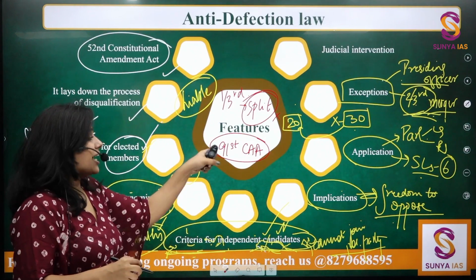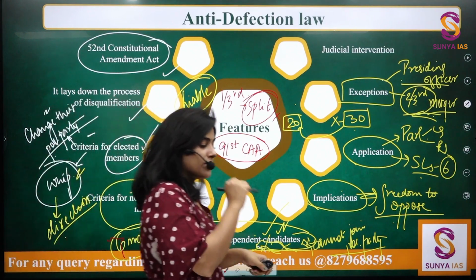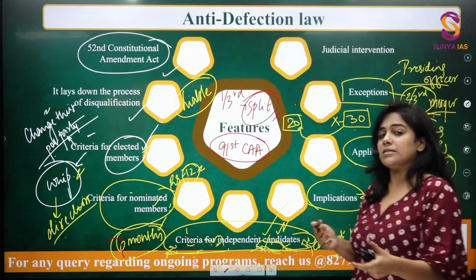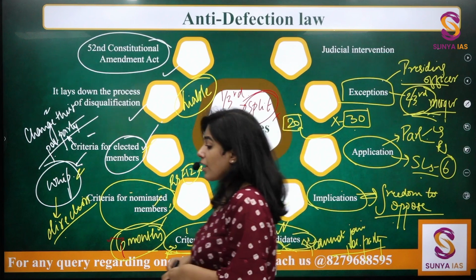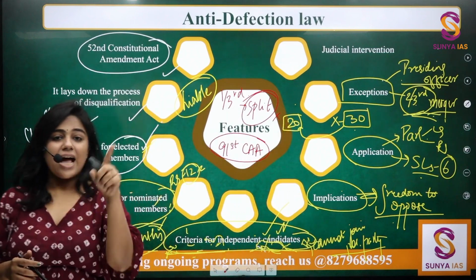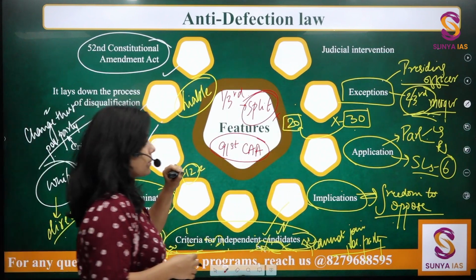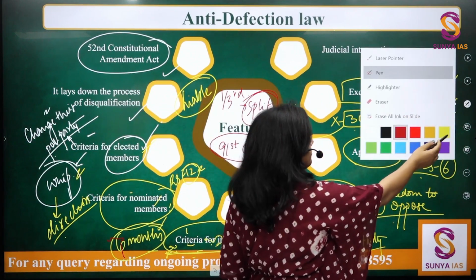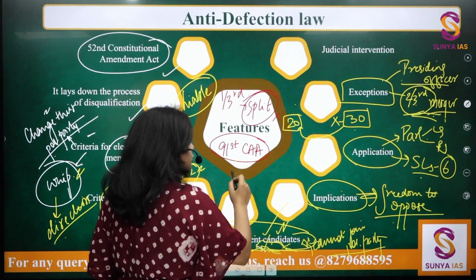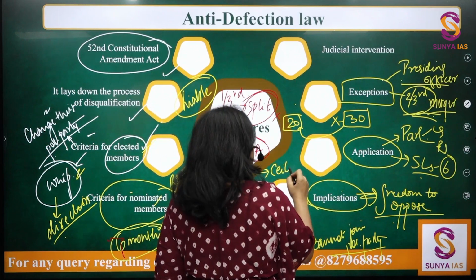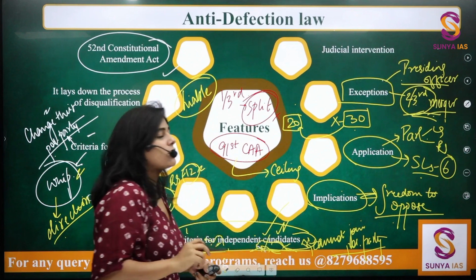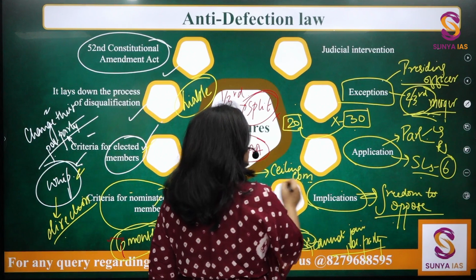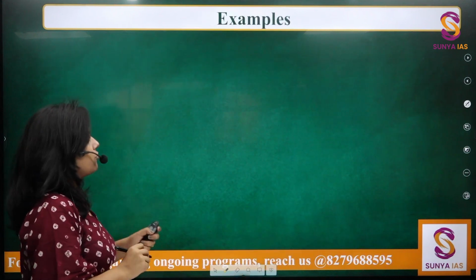Fine. And this 91st Constitutional Amendment Act also did something which was very interesting, which I would like to mention here, because it is somewhat related to the Anti-Defection Law. And this was asked in prelims as well. So, the 91st Constitutional Amendment actually talked about a ceiling in the Council of Ministers. So, I'll tell you where it is.